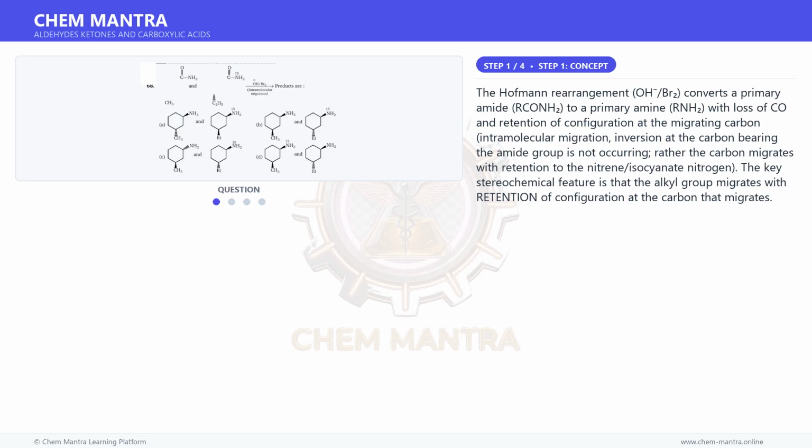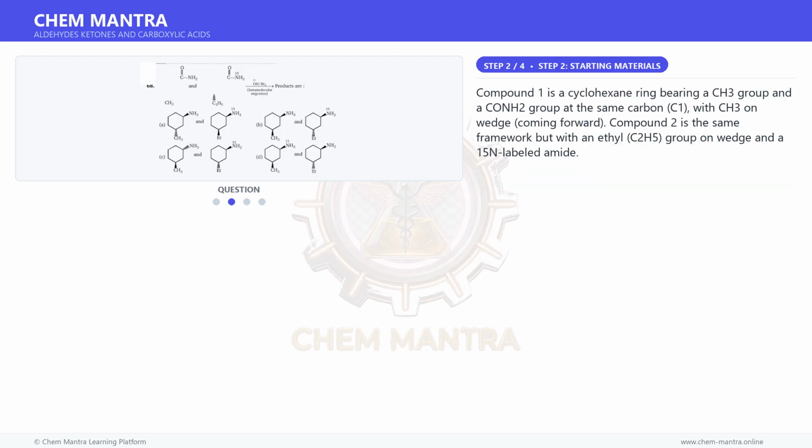The Hofmann rearrangement of Br2 converts a primary amide, RCONH2, to a primary amine, RNH2, with loss of CO2 and retention of configuration at the migrating carbon, intramolecular migration. Inversion at the carbon bearing the amide group is not occurring; rather the carbon migrates with retention to the nitrene isocyanate nitrogen. The key stereochemical feature is that the alkyl group migrates with retention of configuration at the carbon that migrates. Moving on to the next step.